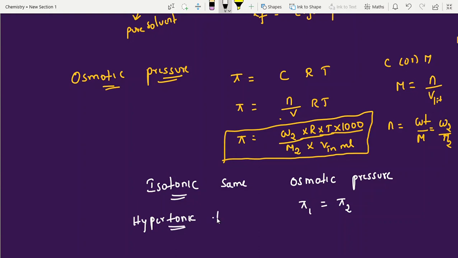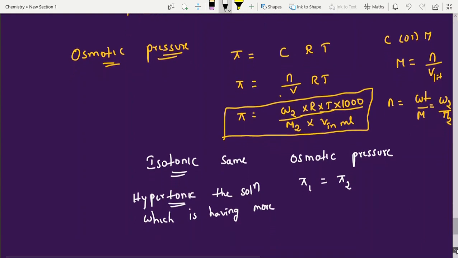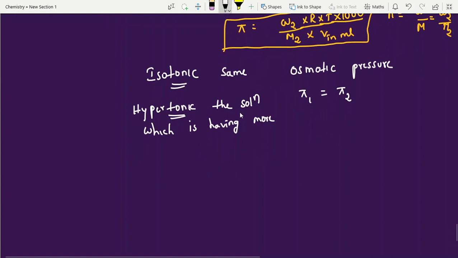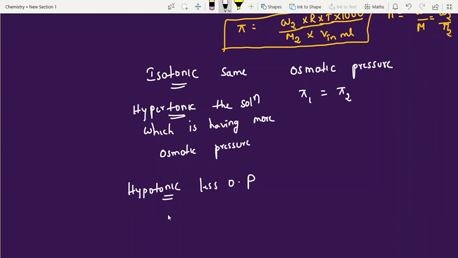Hypertonic means the solution which is having more osmotic pressure. Hypotonic is nothing but less osmotic pressure when compared to the other. Out of two solutions, both have the same concentration, no? Same concentration, same osmotic pressure, isotonic solutions. Which has higher concentration, hypertonic. Hypotonic is nothing but less concentration. You can express it that way also, in terms of osmotic pressure also. When compared to others, less.